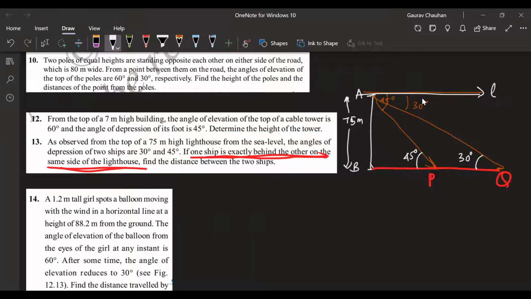I have 2 triangles. I have triangle ABP. You find BP by using tan 45 degree.